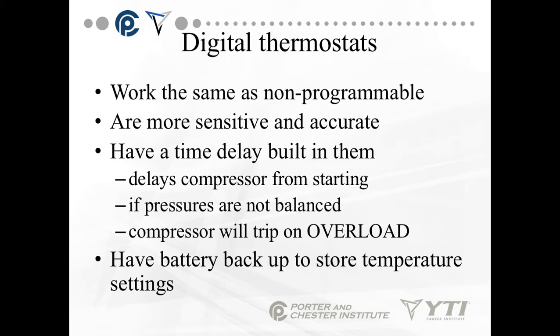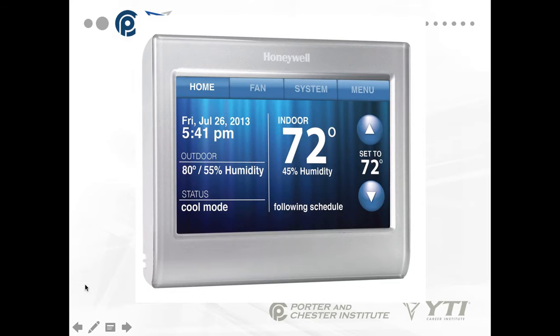Now, digital thermostats work the same way as the non-programmable thermostats. They're more sensitive and more accurate. They have a time delay built into them that delays the compressor from starting. If the pressures are not balanced, the compressor will trip on the overload. So that time delay can be up to a 5-minute time delay to make sure the compressor doesn't cycle too fast. Most of them have a battery backup to store temperature settings.